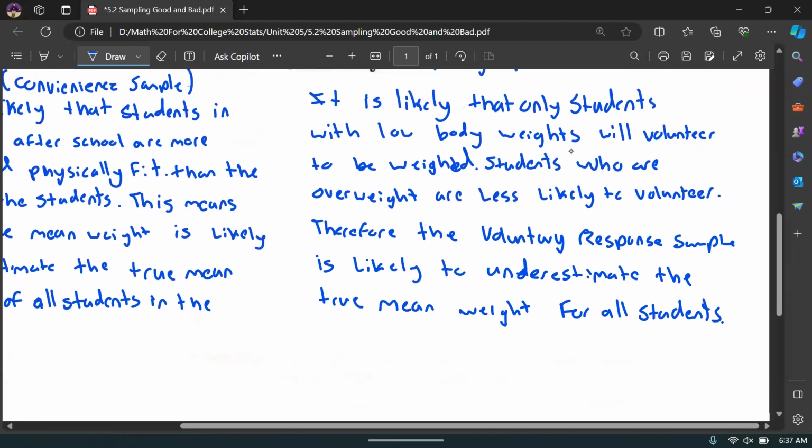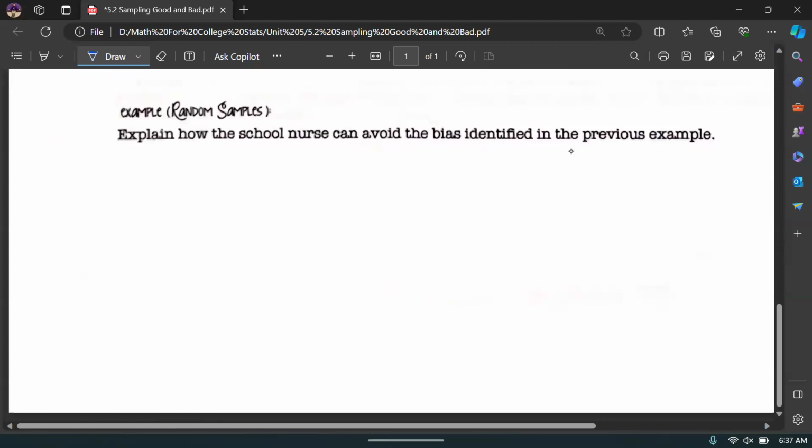All right. And then finally, we asked, well, what can we do instead, right? Explain how the school nurse can avoid the bias identified from the previous example. So we've got two types so far of two biases. Remember, the best method to avoid bias is a random sample. So essentially, how can the nurse conduct a random sample here?